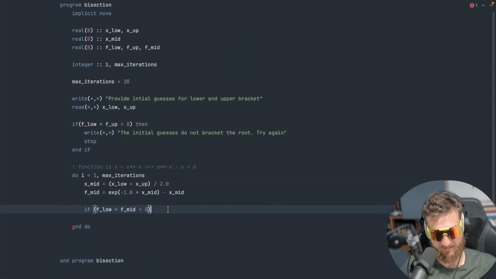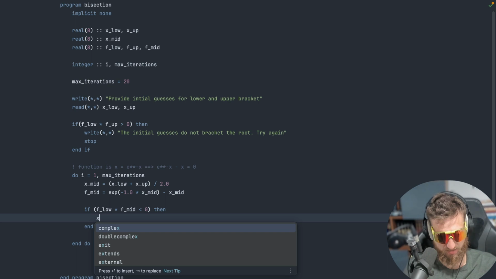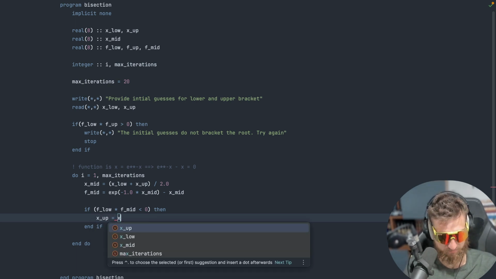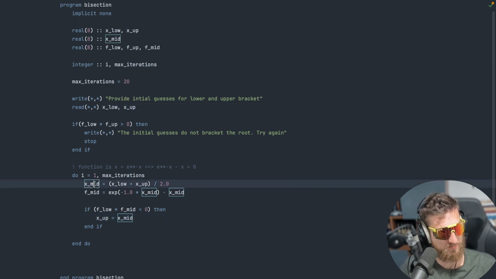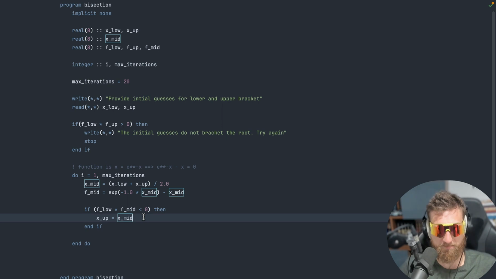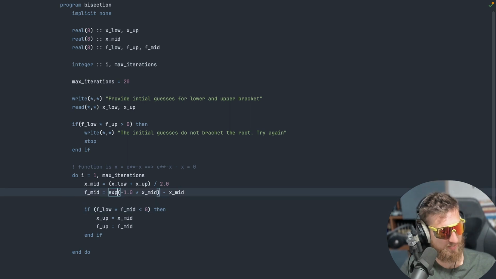So if they're opposite signs, that's what this means, then they bracket. So if the lower and mid are on opposite sides, it means they bracket, which means the upper can now become the mid. So x up equals x mid. We're just reassigning the value of x up that we read in from standard in to the value of x mid. We can mutate values, no problem. And we don't actually need to calculate f up again because we already know the value of the function at this point, it's f mid. So we can just store that there.